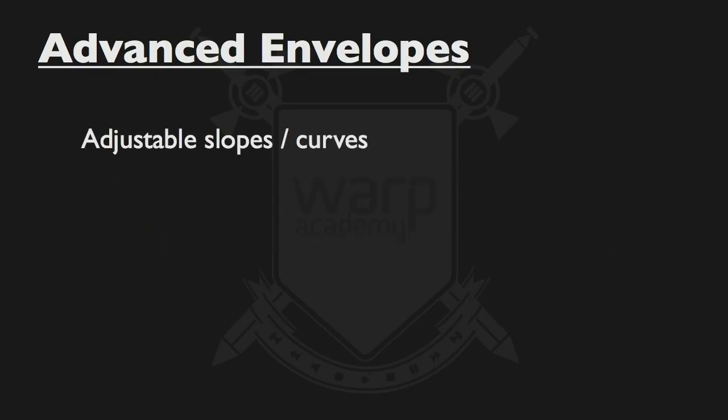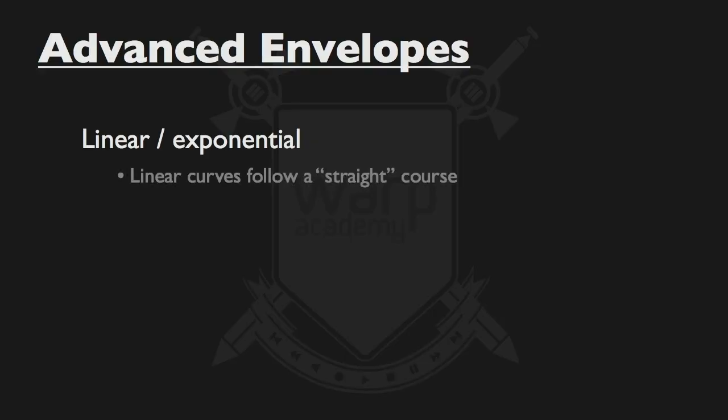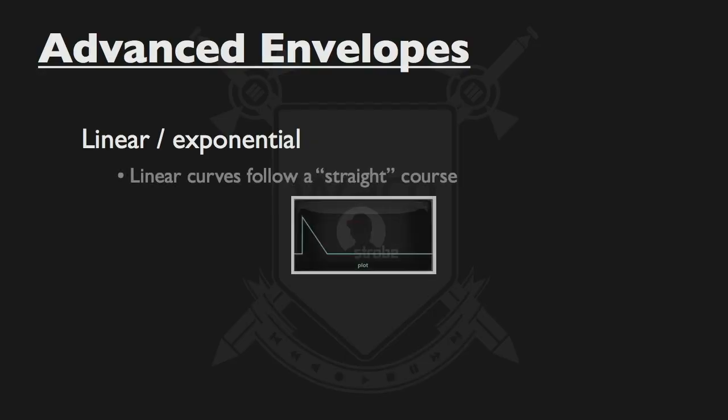To start with, we're just going to have a very quick look at one envelope option that you may have seen or played with before, and that's the adjustable curve or slope of an envelope stage. Most envelope generators, or VCA or EG, whatever it may be called, contain different curvature options. This may be as simple as an option for linear or exponential curves, or it may be as complex as a user-defined slope. Linear curves follow a straight course. They go from value A to value B at a rate defined by the envelope setting.